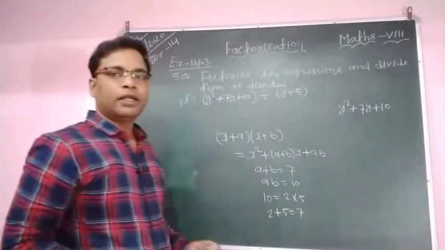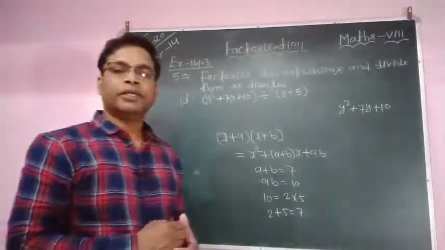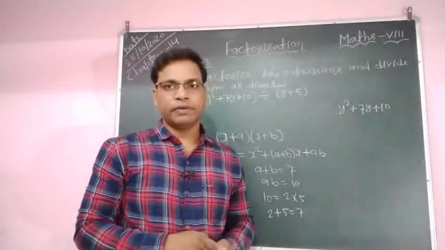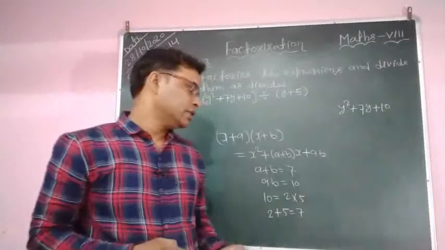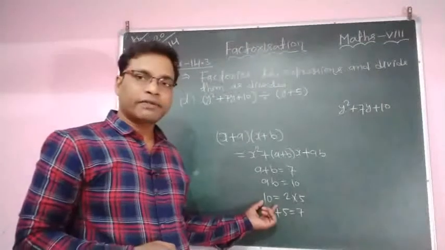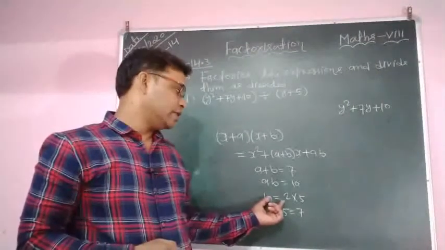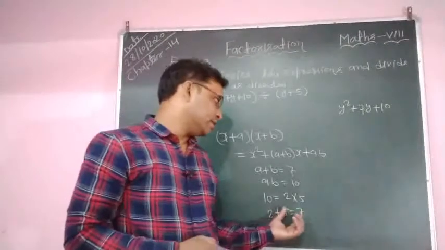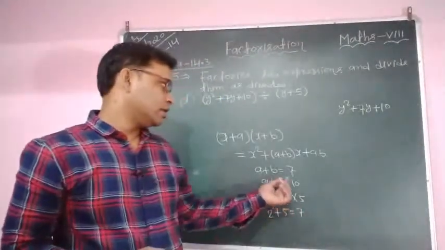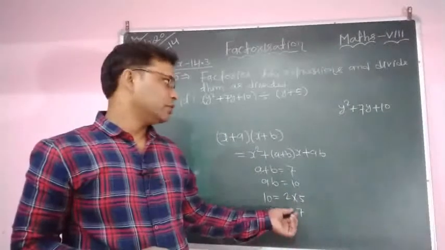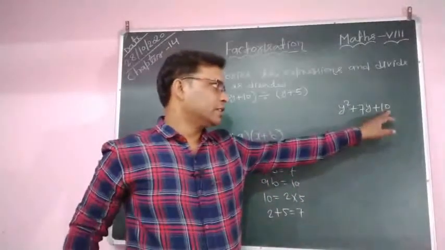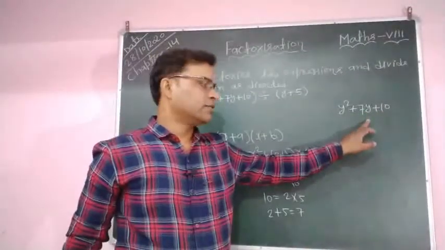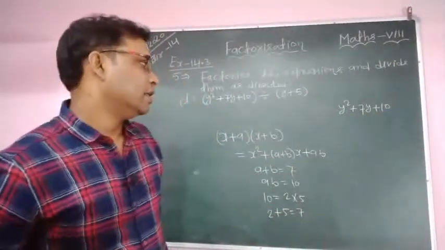Now the factors of 10 can be 10 into 1, but their sum is not 7. This becomes 11. So the correct factors are 2 into 5, which is equal to 10, and their sum 2 plus 5 is equal to 7, because in our question the constant term is a into b and the coefficient is a plus b. Clear? So now we find the factors.